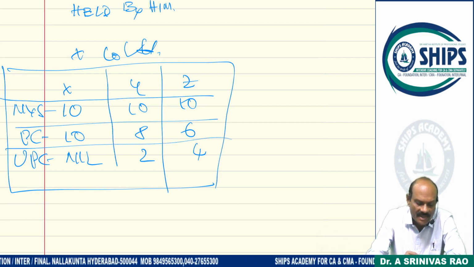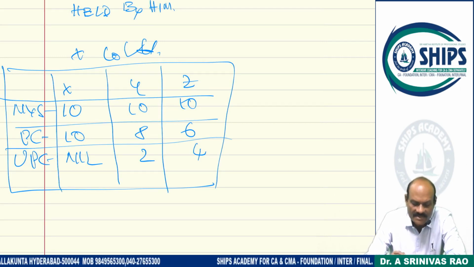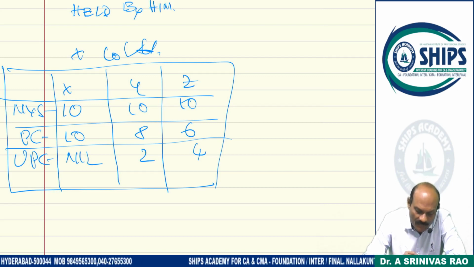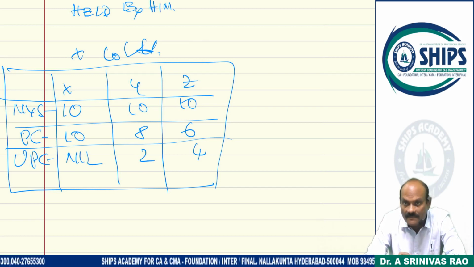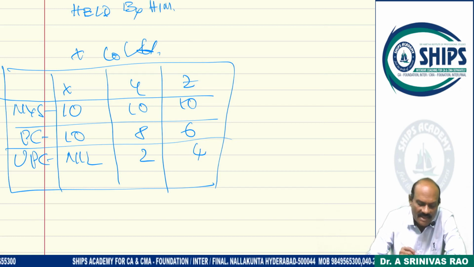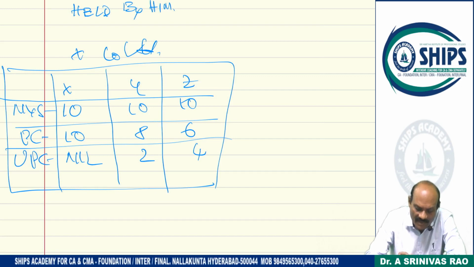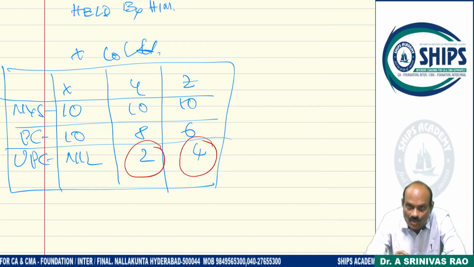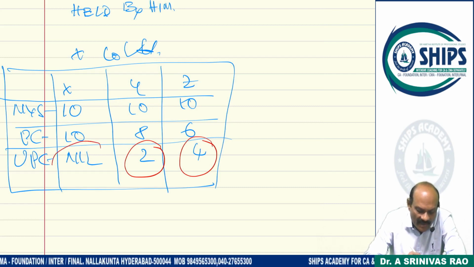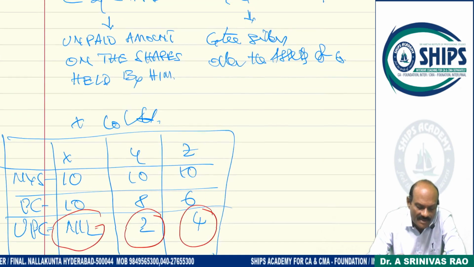Remember the simplest example. The nominal value of the share is 10 rupees. The called up capital is 10 rupees. We asked them to pay 10. Mr. X paid the 10 rupees. Y paid only 8 rupees. Z paid only 6 rupees. What is the unpaid value of Mr. Z? Mr. Z's unpaid value is 4. Mr. Y's unpaid value is 2. And Mr. X's unpaid value is 0. No need to pay. Now what is limited by share?